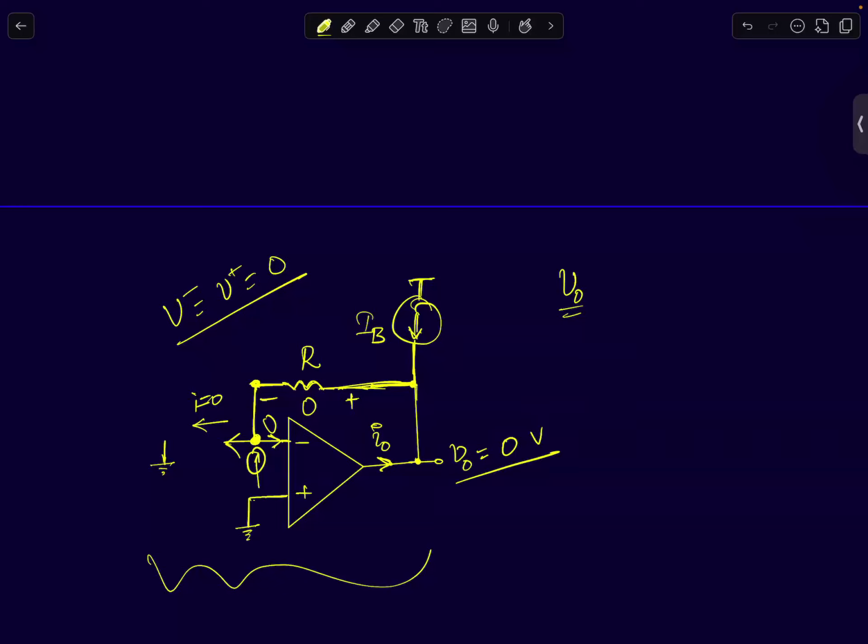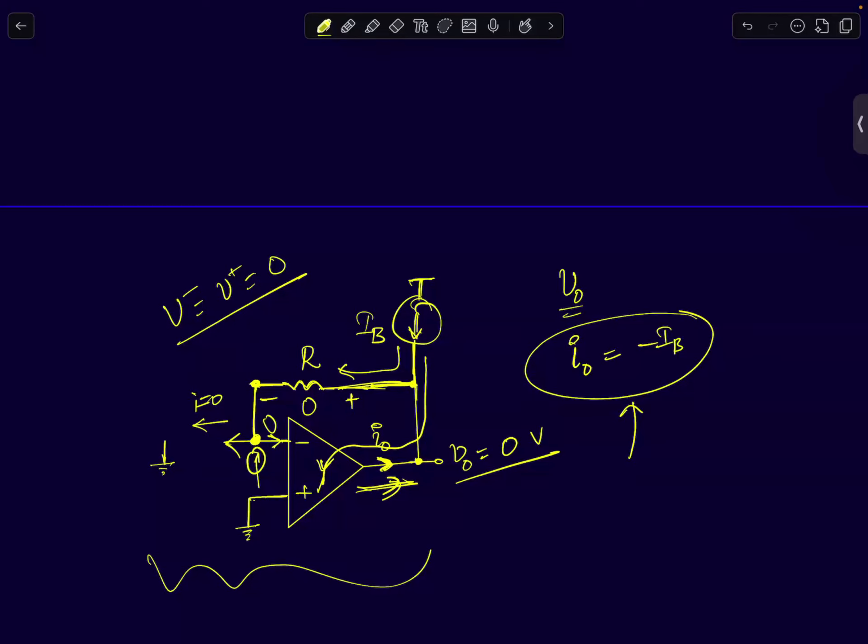And what happens to the current IB? Because this current is 0, the entire IB flows into the op-amp. The output of the op-amp acts like a 0-volt DC source and it will absorb all this current. It will sink all the current. So your I0, because of the direction of current I've shown going outside the op-amp, will be equal to minus IB. In this case, the op-amp is sinking the current. I've shown I0 as a sourcing current, so I0 will be minus IB.